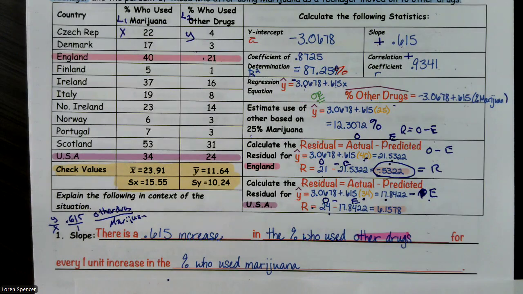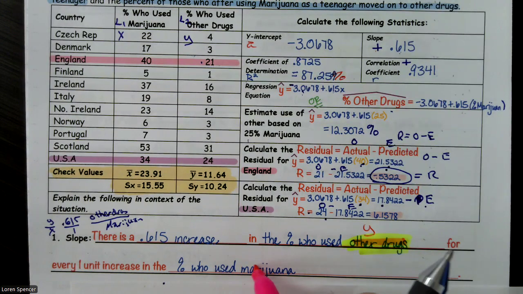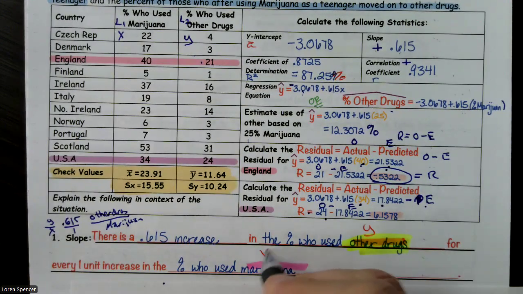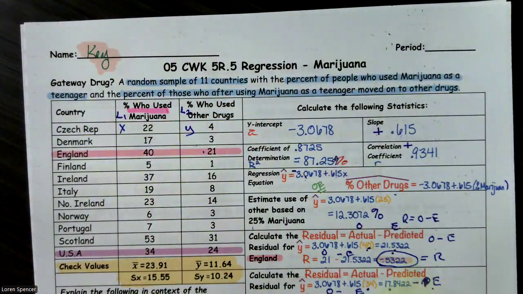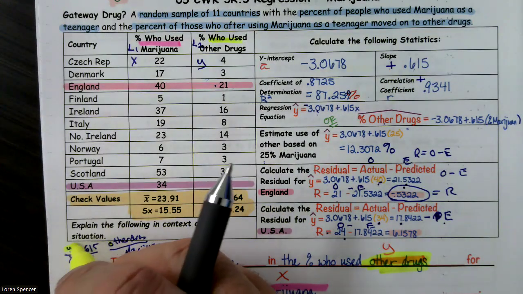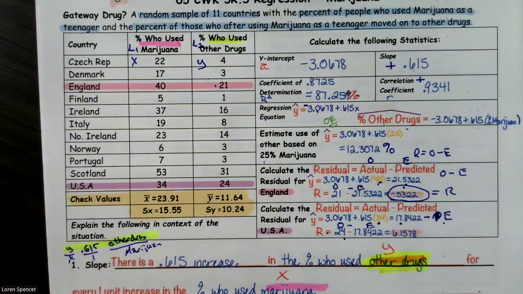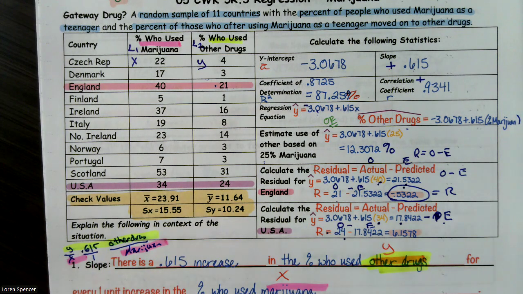Oops, I used the wrong color. It should have been yellow. My bad. Other drugs, that's my Y, and marijuana is my X. And I should have highlighted this as well. Marijuana is my X. Other drugs is my Y. Other drugs and marijuana, because it's always Y over X.